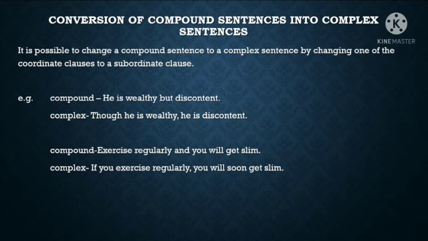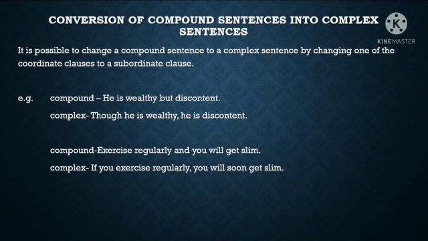When you convert a compound sentence into a complex sentence, you are not supposed to use the coordinating conjunction in the complex sentence. See the first example, but is the coordinating conjunction used in that sentence. So when you change it into a complex sentence, remove the coordinating conjunction and add the subordinating conjunction though. So though he is wealthy becomes the subordinate clause here, and he is discontent is the main clause. So we have a subordinate clause and a main clause. So it becomes a complex sentence.